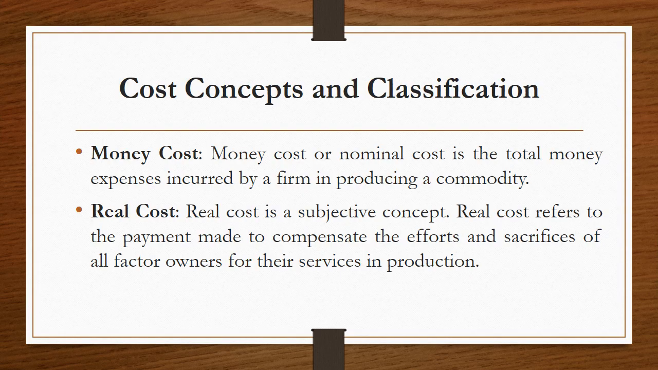The first one is money cost. What is money cost? Money cost, or nominal cost, is the total money expenses incurred by a firm in producing a commodity. The second one is real cost. Real cost is a subjective concept. Real cost refers to the payment made to compensate the efforts and sacrifices of the factor owners for their services in production.